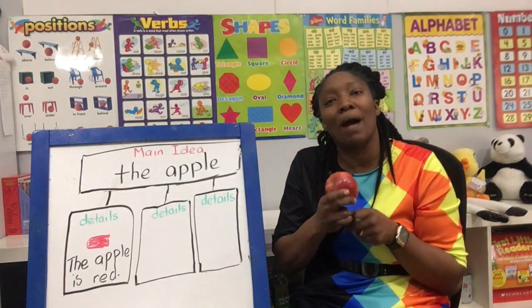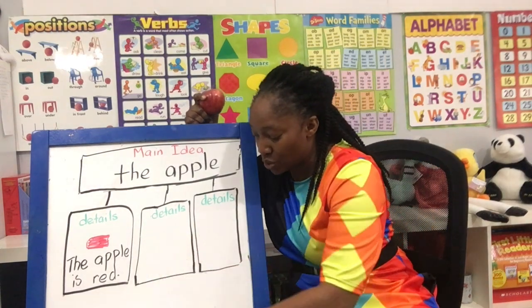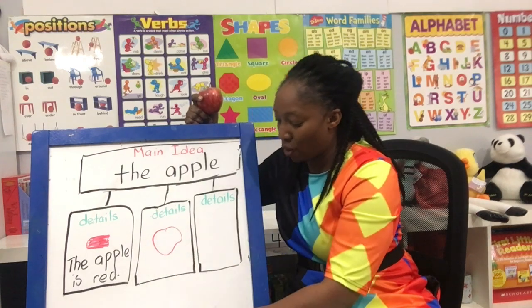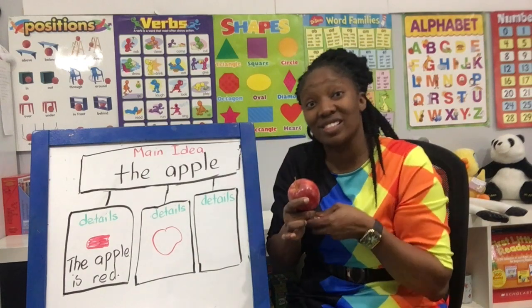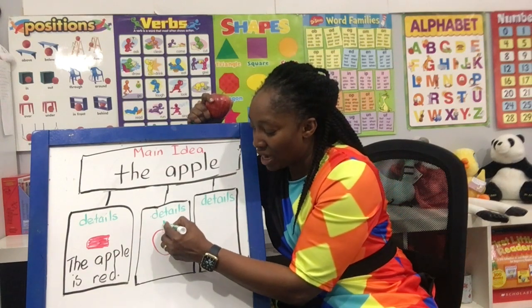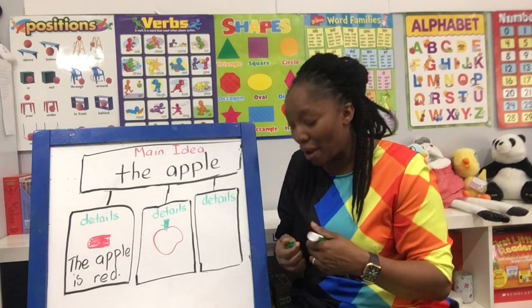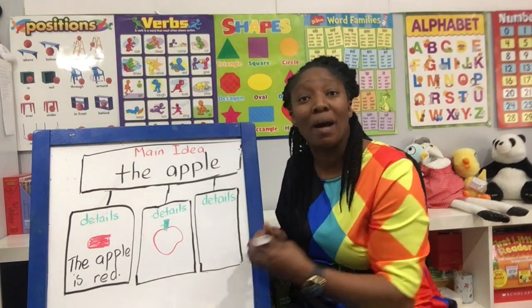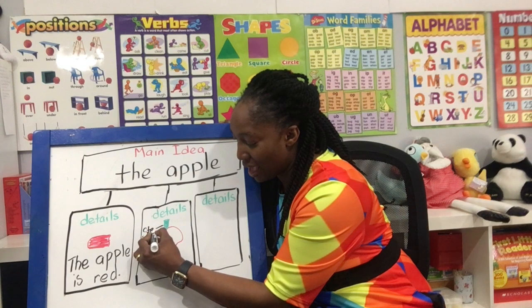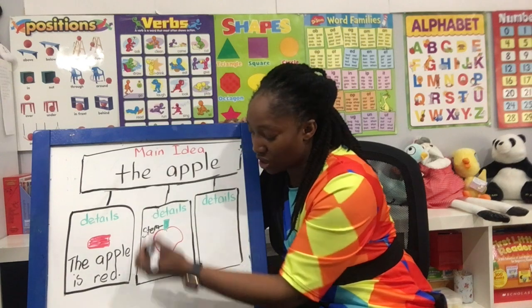What else did I tell you about my apple? Yes, I told you my apple has a stem. So for this one, I'm going to draw my red apple, but I'm really going to focus on the stem because that was one of my details. I already told you my apple was red, but I really want to talk about this stem. Maybe I can use labels now to tell you more about my picture. So here we're talking about the stem. Stem.